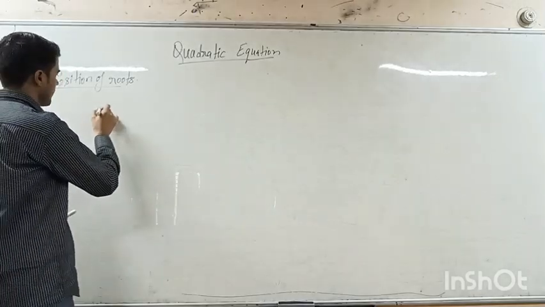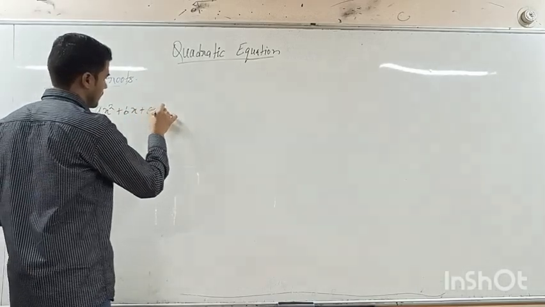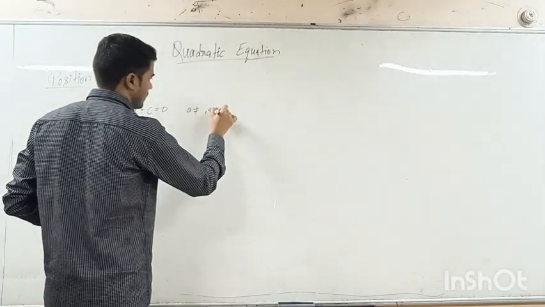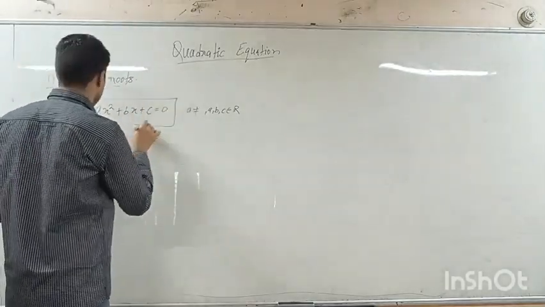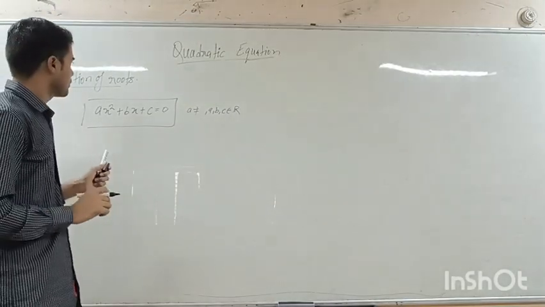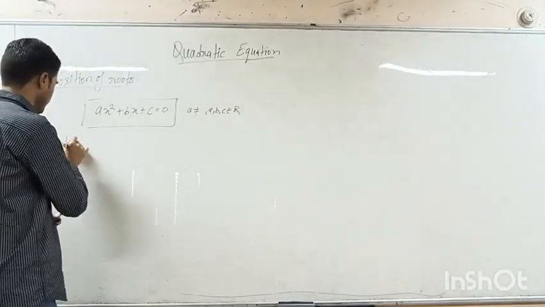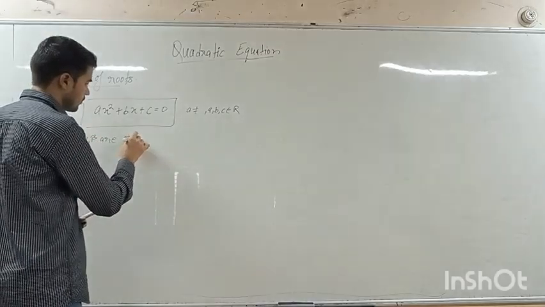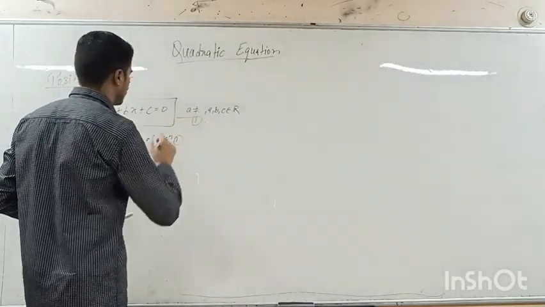So what is a quadratic equation? ax square plus bx plus c equal to 0, where a is not equal to 0 and a, b, c belong to R. So this is our quadratic equation. We will understand the position of roots of a quadratic equation with the help of a graph. Let alpha and beta be roots of equation 1.